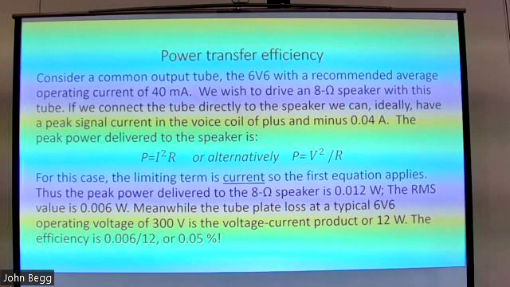Meanwhile, the plate loss in a typical 6V6 operating at 300 volts is the voltage current product, or 12 watts. The efficiency is 0.006 divided by 12, or 0.05%. Next slide.